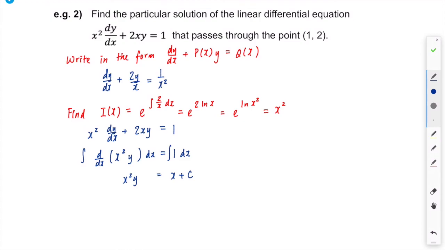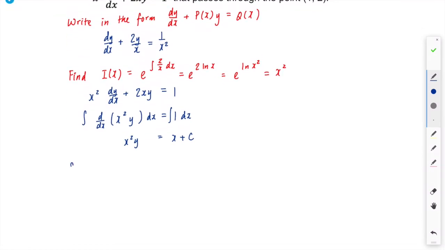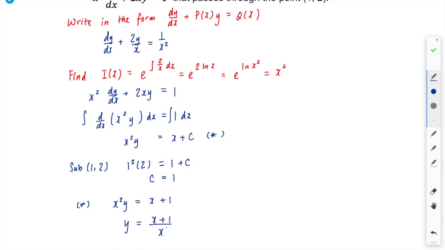I'm going to substitute the point now because in this question we are actually looking for a particular solution. So I'm going to sub in (1, 2). Okay, into the equation I have 1 squared times 2 equals 1 plus c. C is equal to 2 minus 1, which is 1. And so back to, let's call this star, it becomes x squared y equals x plus 1. Solving for y, I have (x plus 1) over x squared as the particular solution.